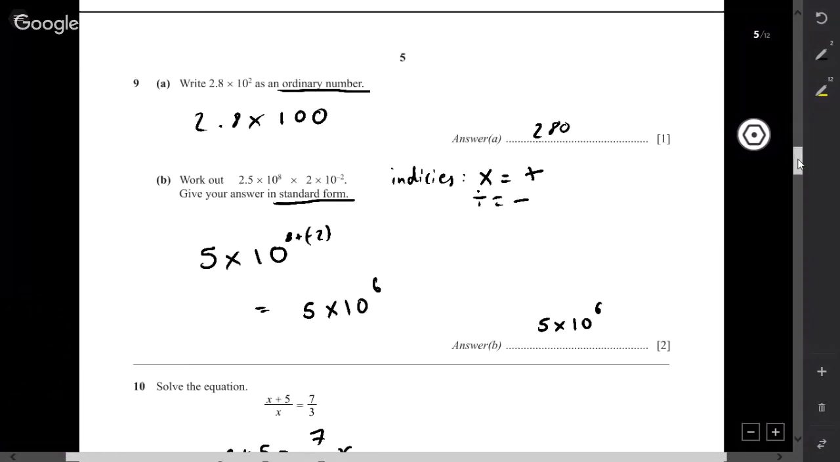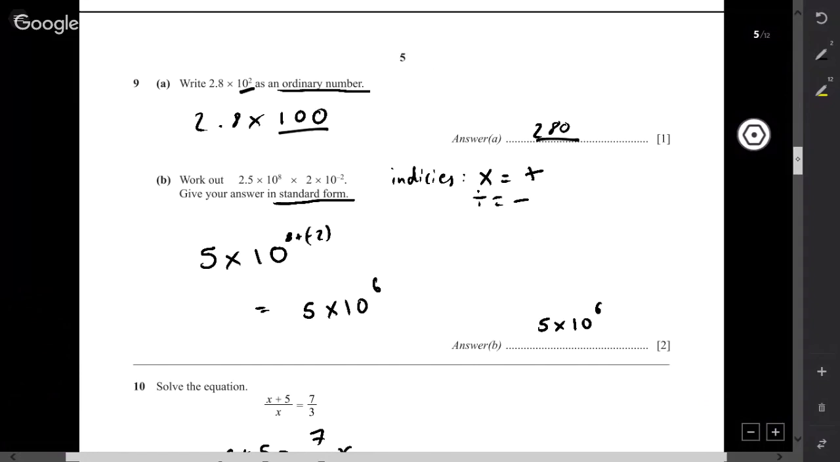Question number 9. Write down 2.8 times 10 to the power of 2 as an ordinary number. So we can easily know that 10 to the power of 2 is 10 times 10, which is 100. So it's simply 2.8 times 100, which is 280.